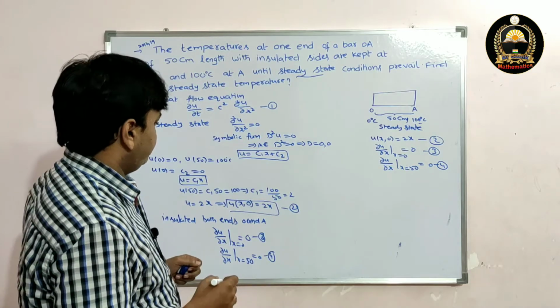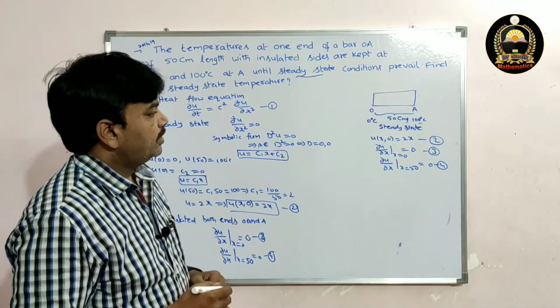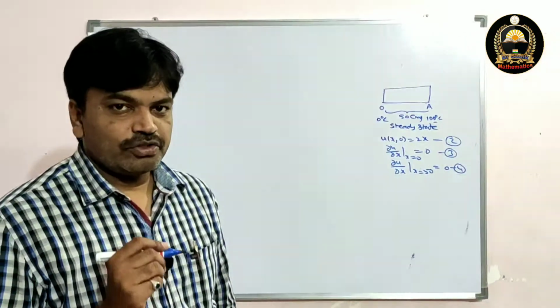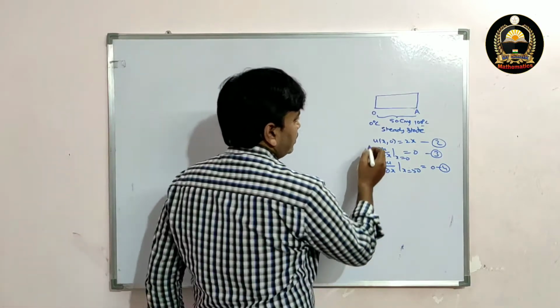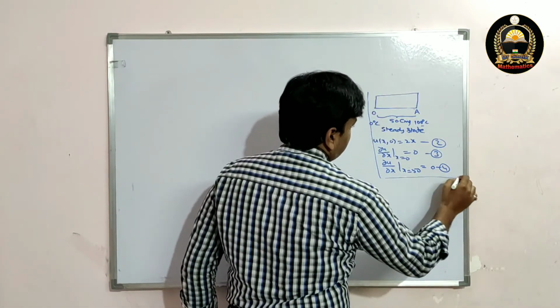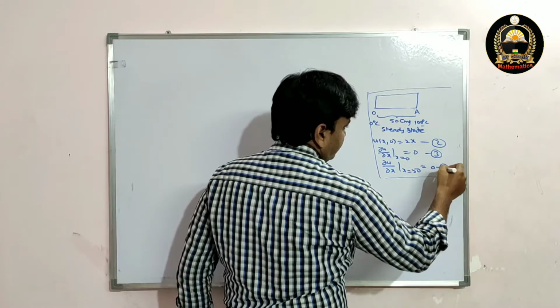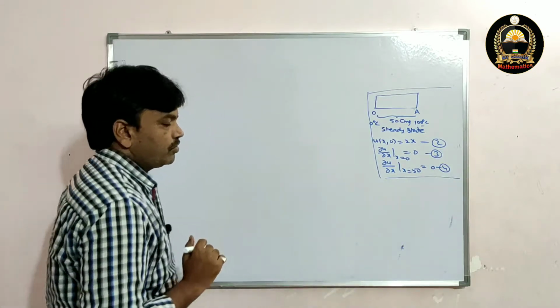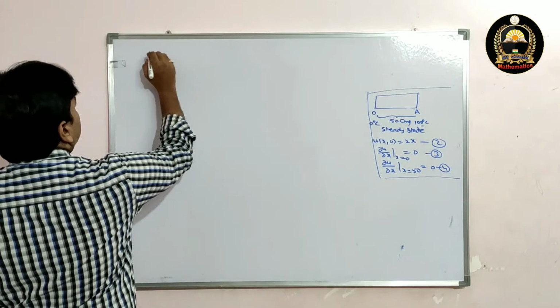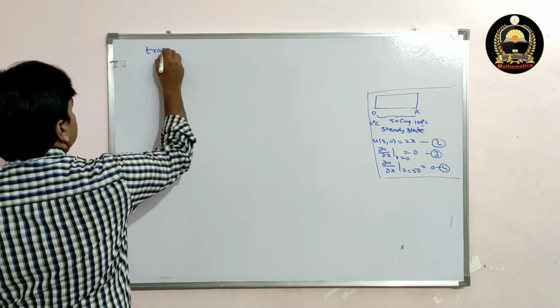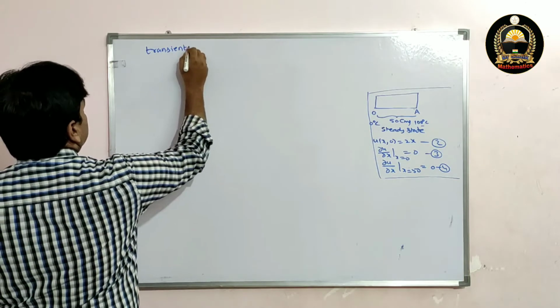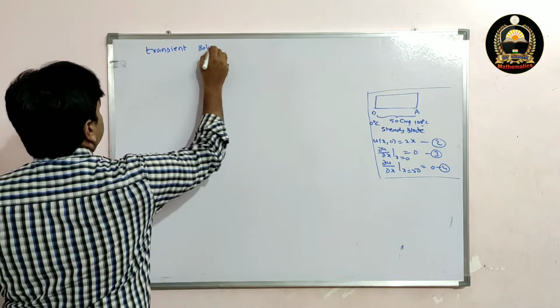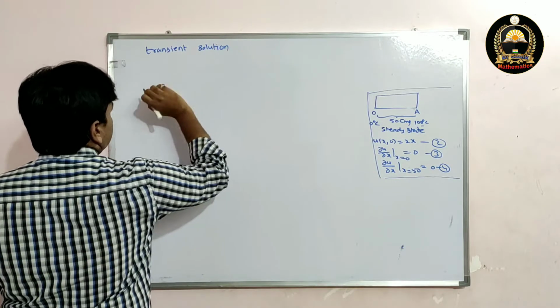Let us see the transient state solutions. Let us continue, students. By using these conditions, 2, 3, 4, we can find the solution. Now, what is the transient state solution?